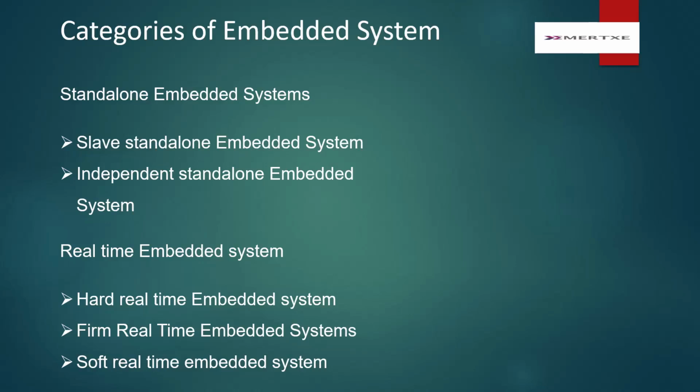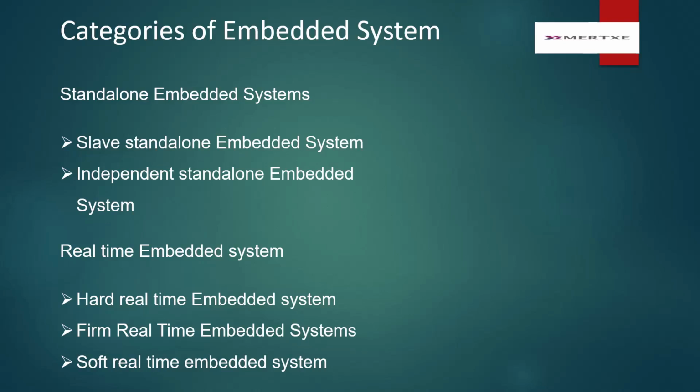In the independent standalone embedded system, the system can take decisions without human interference. Self-driving cars manufactured by Tesla are an example of this.